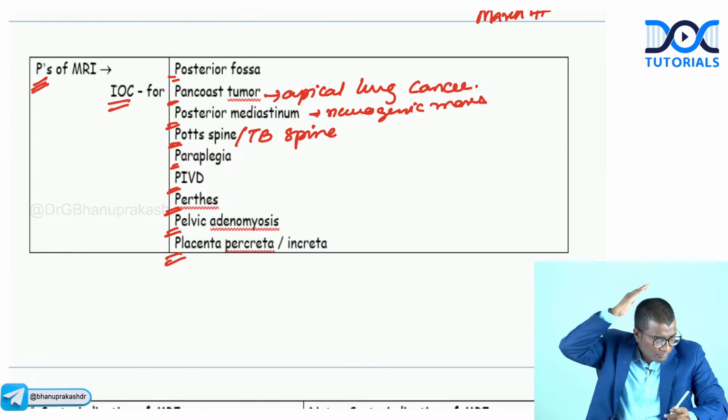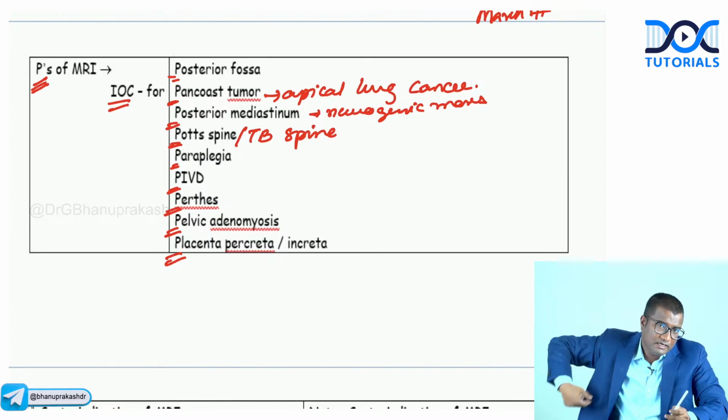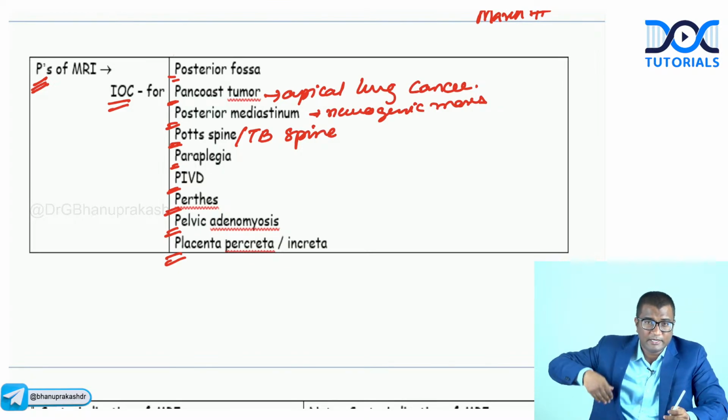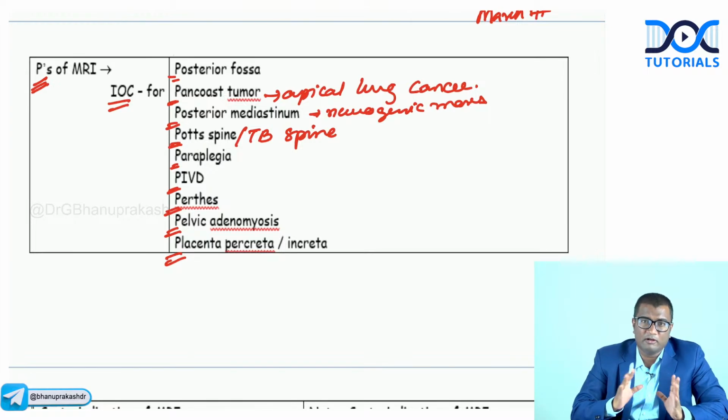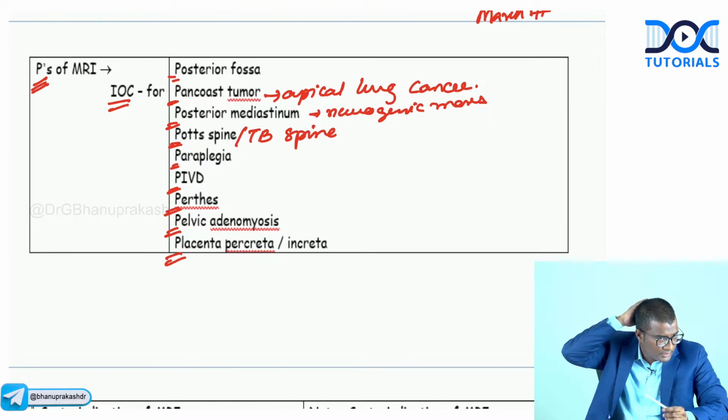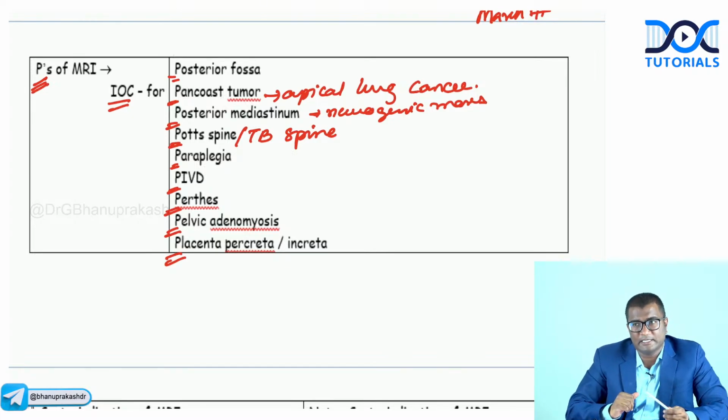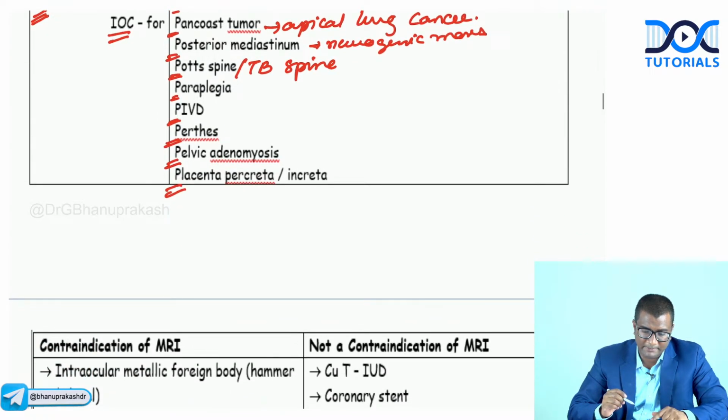So remember, go from top to bottom. Posterior fossa lesions, Pancoast tumor, posterior mediastinum, Pott spine, traumatic paraplegia, prolapsed intervertebral disc, and pelvic adenomyosis, and placenta accreta, increta, percreta. Just go in an order, you will be able to get all the indications. Once again, posterior fossa, Pancoast tumor, posterior mediastinum, Pott spine, traumatic paraplegia, prolapsed intervertebral disc, and anterior, the placenta accreta, increta, percreta and the pelvic adenomyosis. So remember these P's where the investigation of choice is MRI.